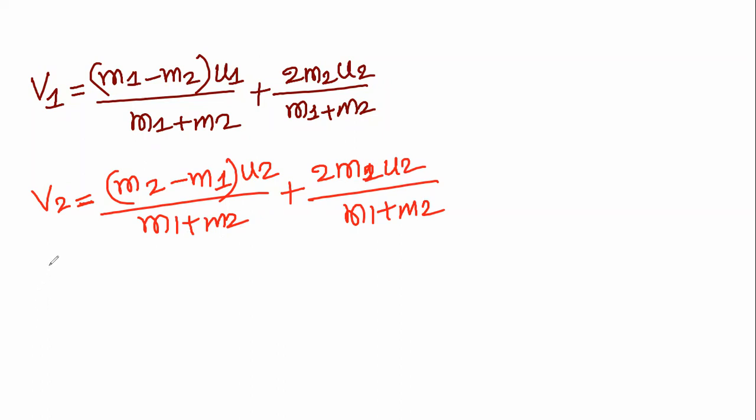If initially the second body is at rest, the second body's initial velocity will be 0.